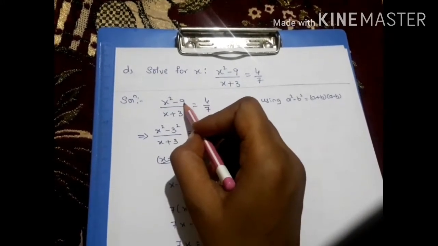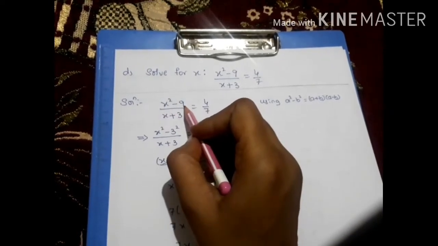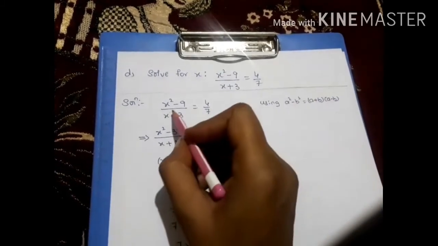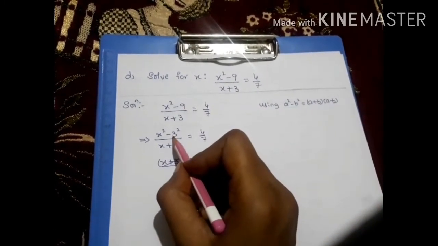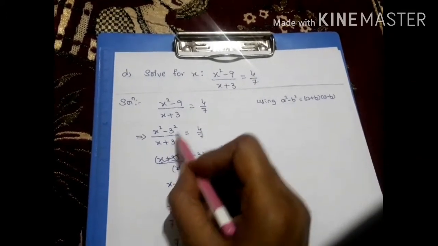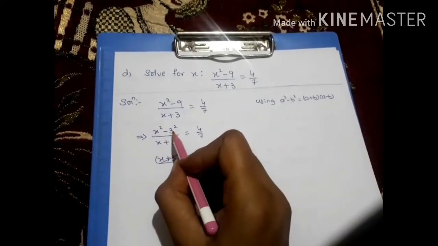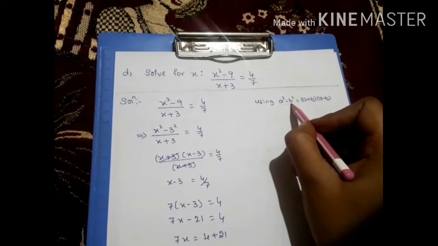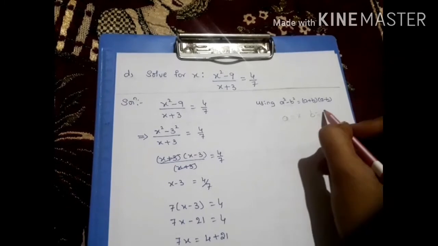x² − 9 can be written as x² − 3². Using the identity, you can write x² − 9 as x² − 3², since 3 into 3 is 9. Divide by x + 3, write as it is, equals 4/7 as it is. x² − 3² is in the form of a² − b², where a is x and b value is 3.